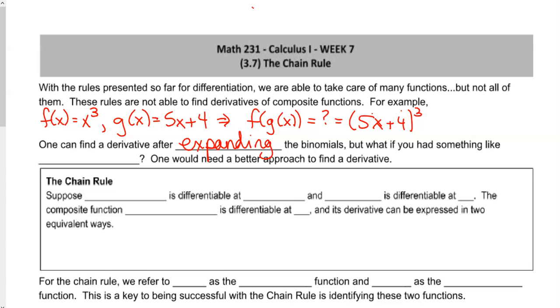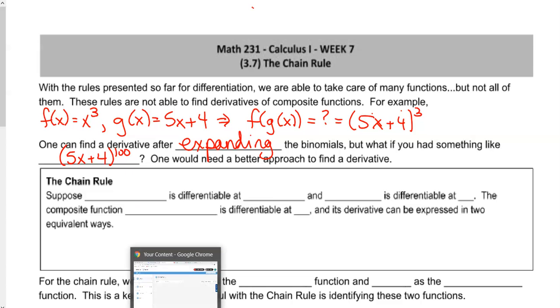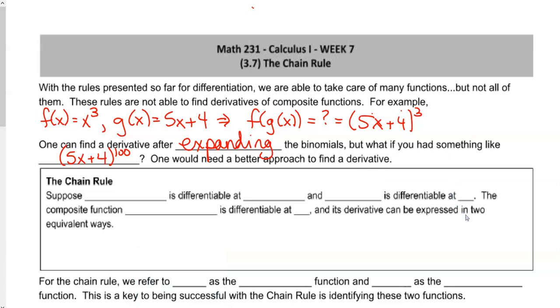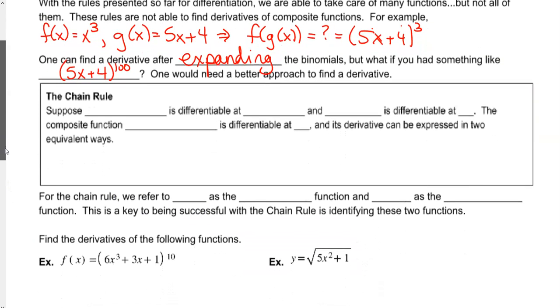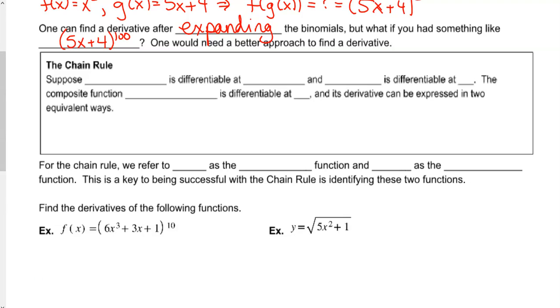But what if I had something like this, where the composite was 5x plus 4 to the 100 power? I definitely would not want to multiply that out 100 times. That would be very long, time-consuming and tedious, with lots of places for errors. So this is where the chain rule comes into play.